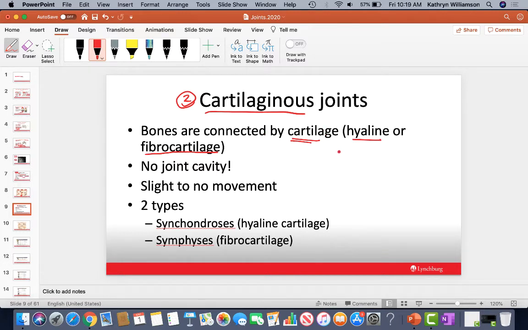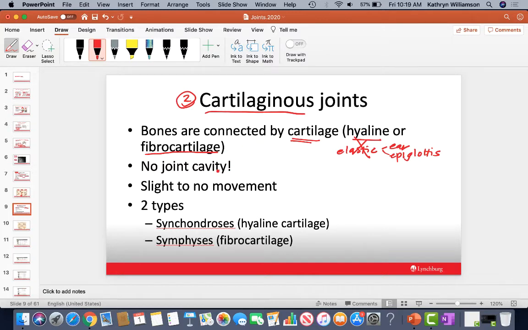Right? The third type of cartilage was elastic cartilage. But elastic cartilage doesn't make great joints. We only see elastic cartilage in the ear and the epiglottis, right? Those were the two places that we see it. But we don't have elastic cartilage that makes joints. So we're only left with two: hyaline and fibrocartilage.